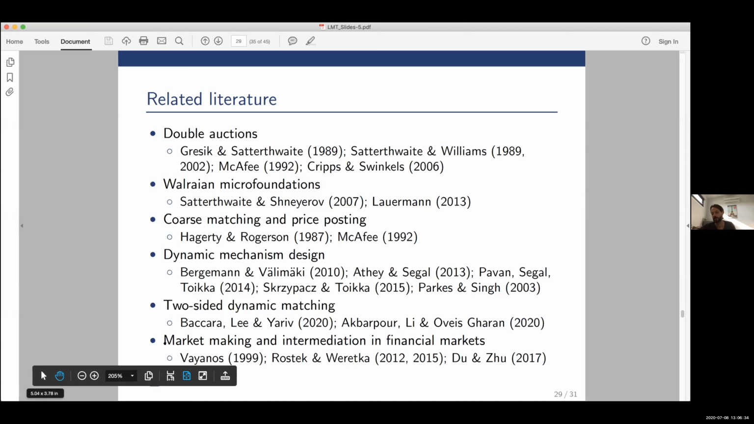And last but not least, there's the market making and intermediation literature in financial markets that typically takes a mechanism as given and then asks how we can increase market thickness using a given mechanism.